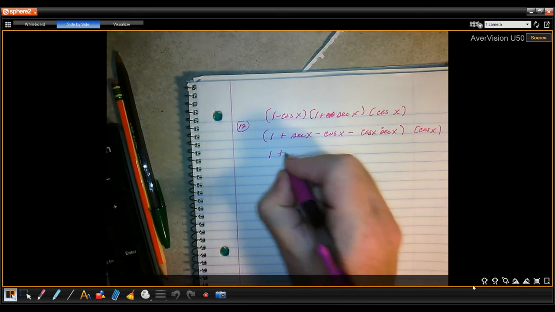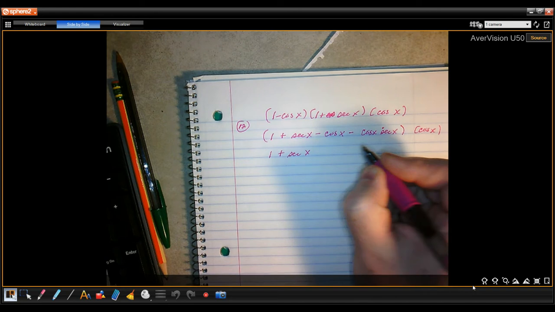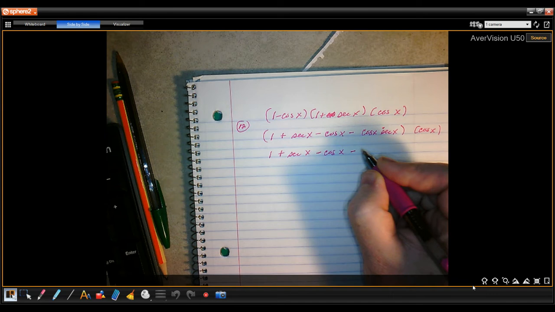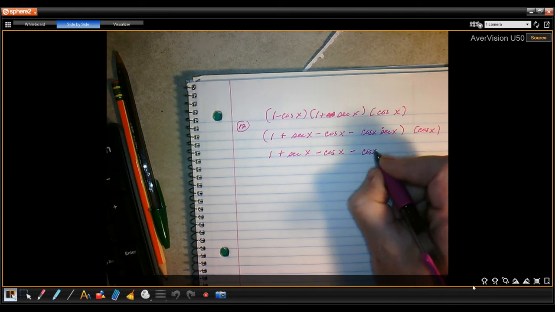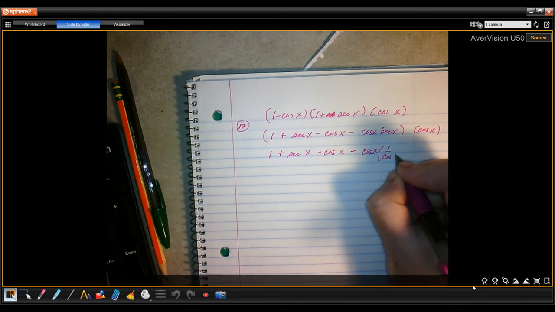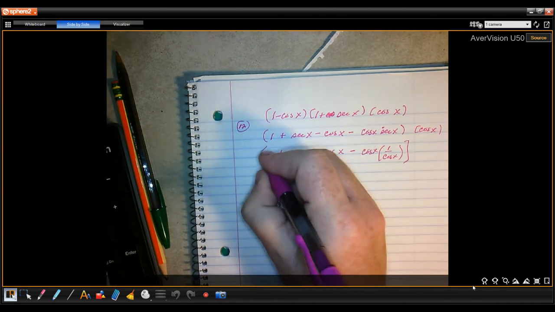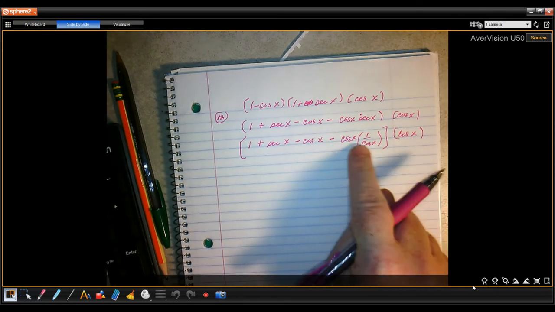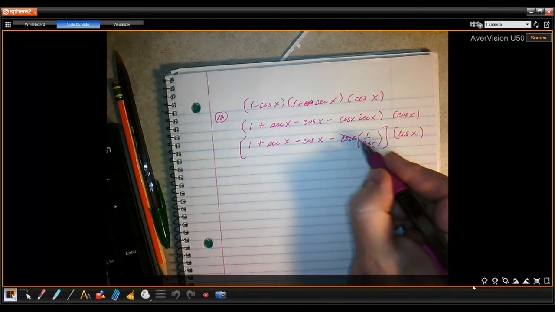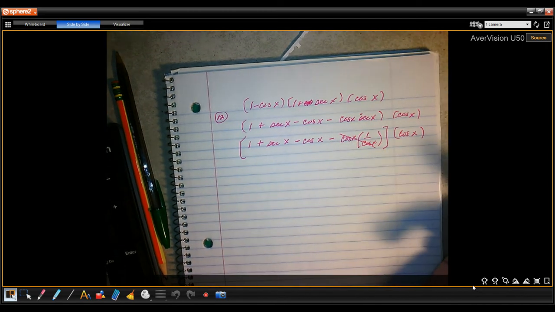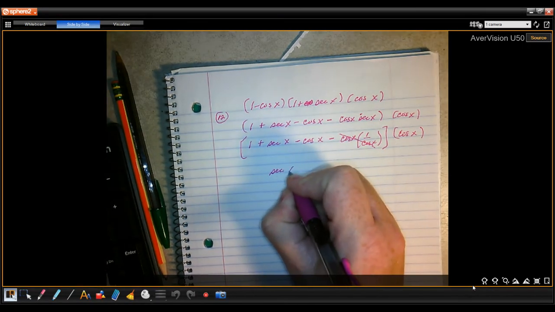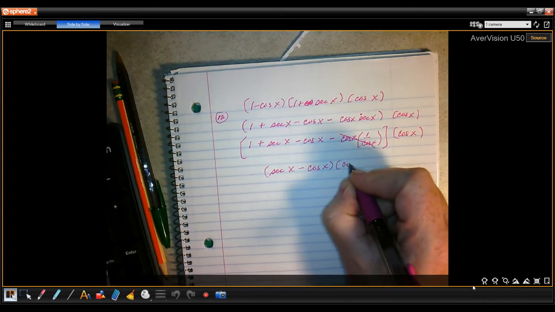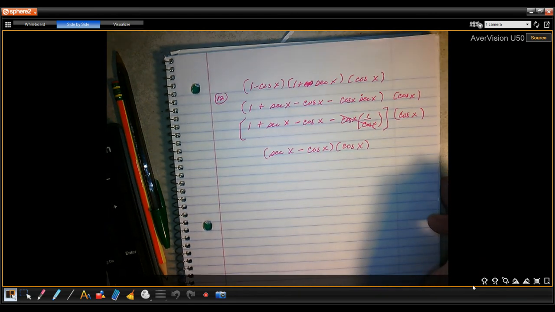I have 1 plus secant x minus cosine x minus, well, what is secant? Secant, if you go back to your other page, is 1 over cosine. So there's my first substitution. So all of this times cosine x, right? Okay, then this crosses out, right? So if this crosses out, you're left with 1 minus 1. Well, that goes away. Then you have secant x minus cosine x. You have this left over times cosine x.